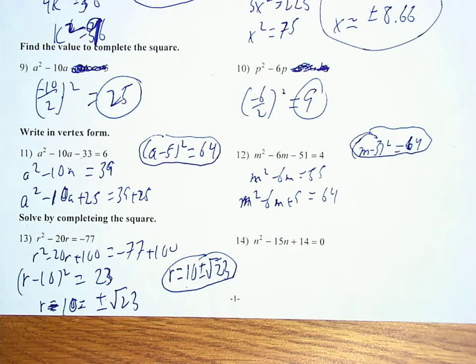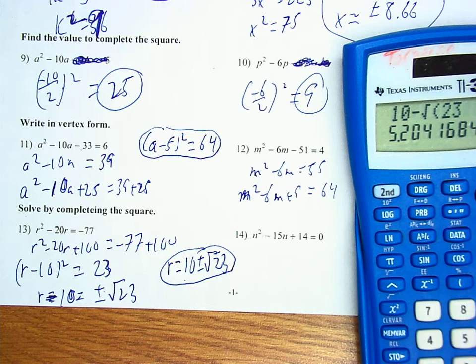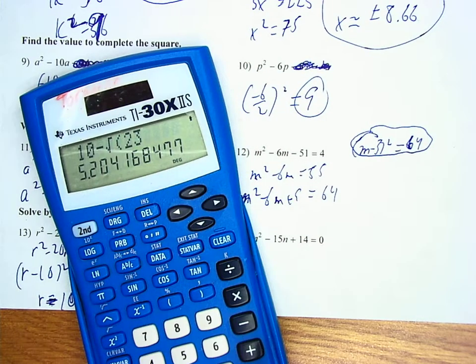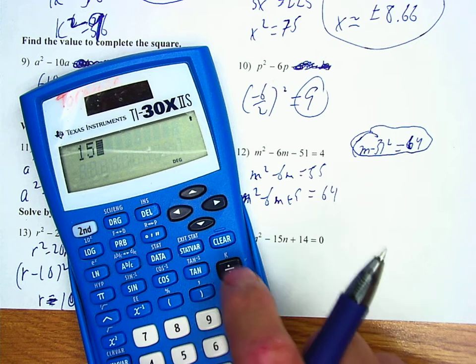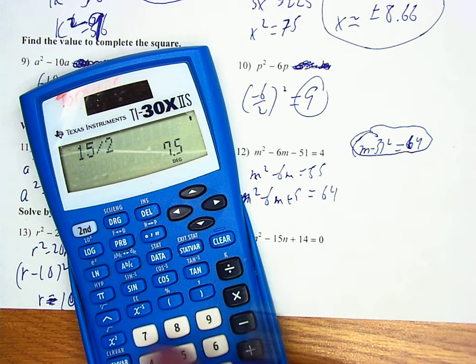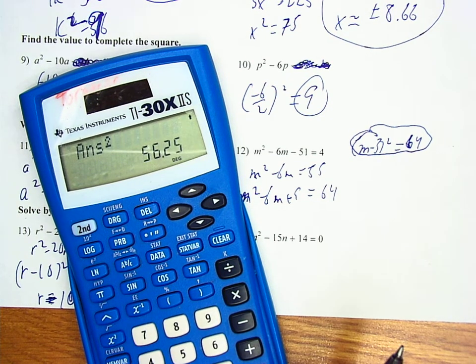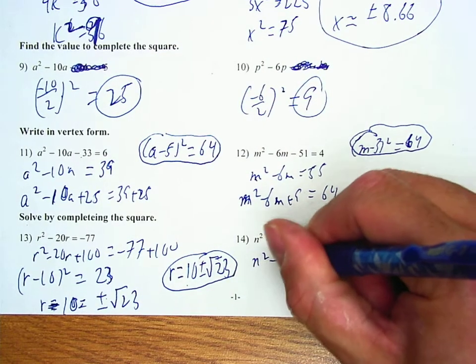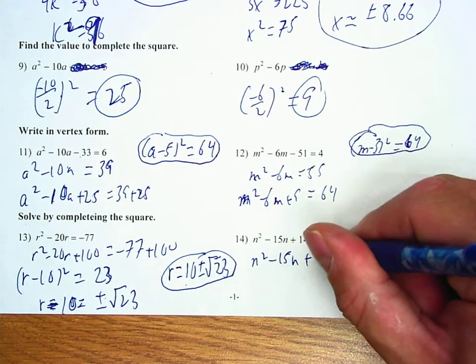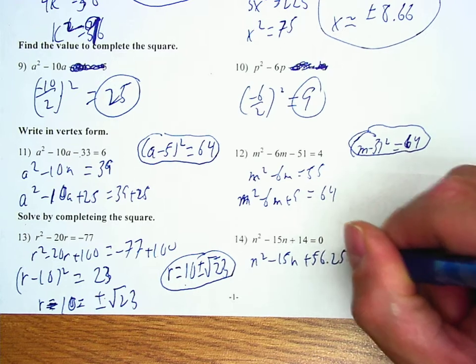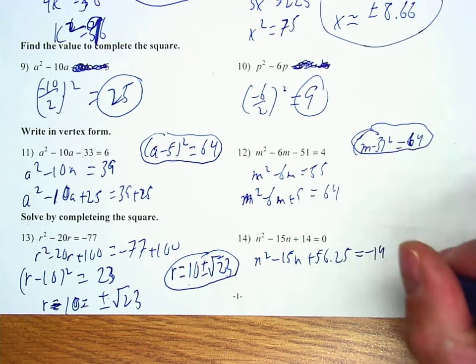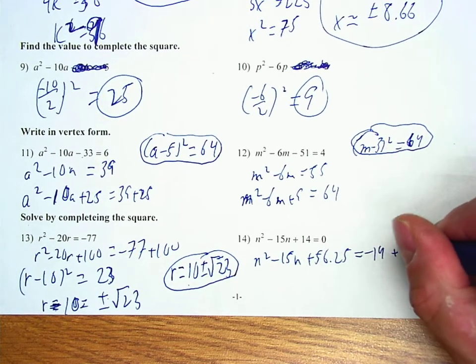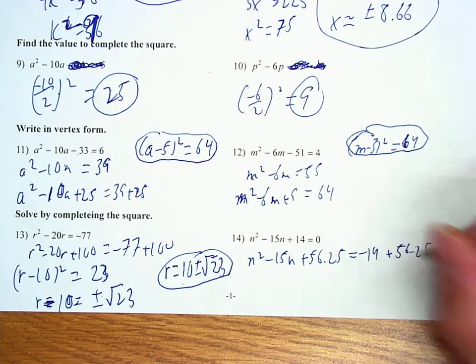All right, here number 14 is the hardest one on the front. So you're going to take a decimal, a fractional number here. Half of 15 squared is what's going to add to both sides. 15 divided by 2 is 7.5, squared is 56.25. So n squared minus 15n plus 56.25 is equal to negative 14 plus 56.25.